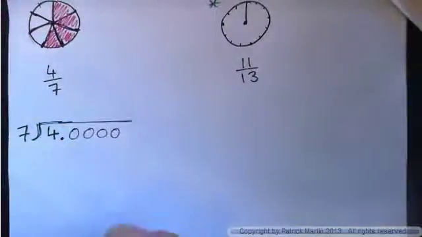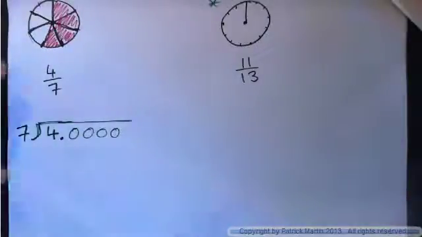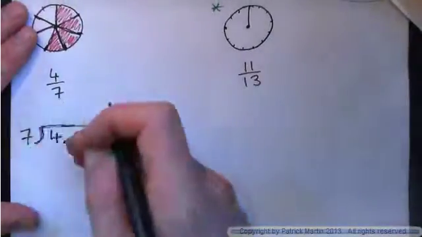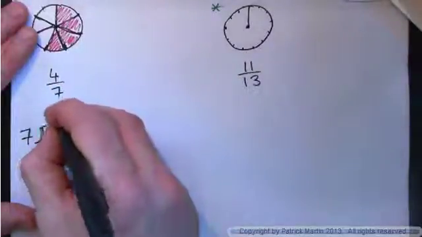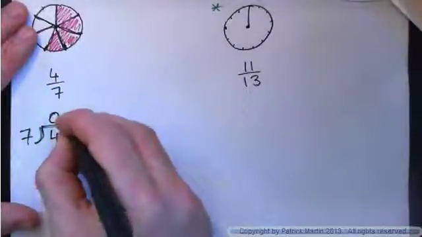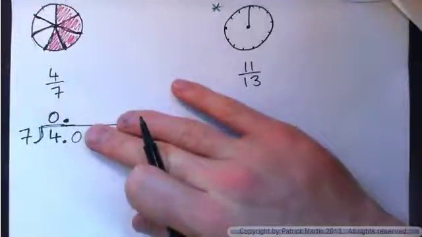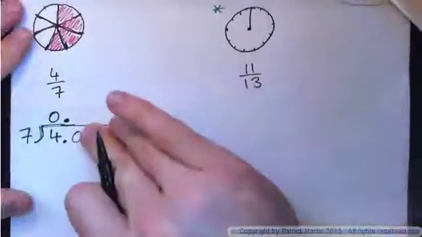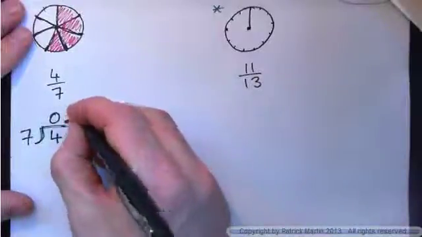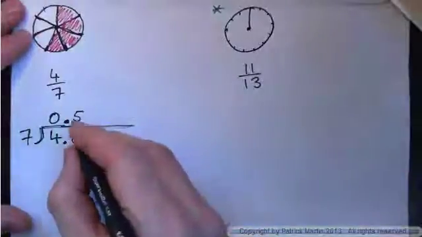So 7 into 4 won't go. I guess for fun you could put 7 into 4 goes 0 times, and then put the decimal point up here. And now 7 into 40 goes how many times? 7 into 40 goes 5 times. You guys probably like to do it the long way, right?